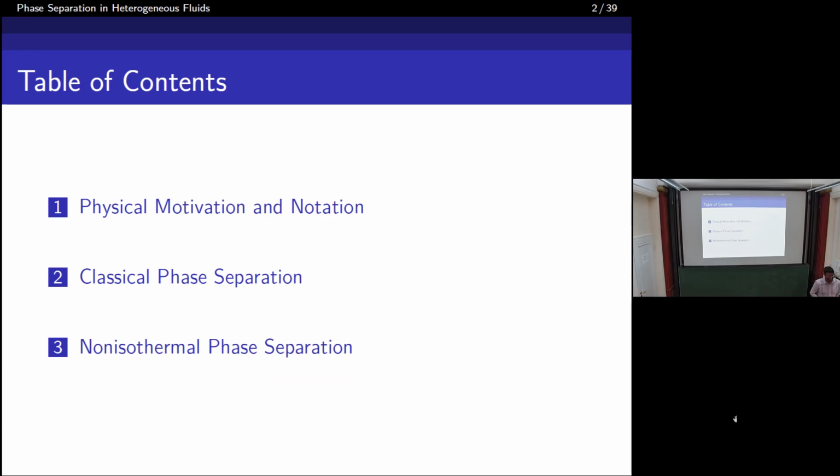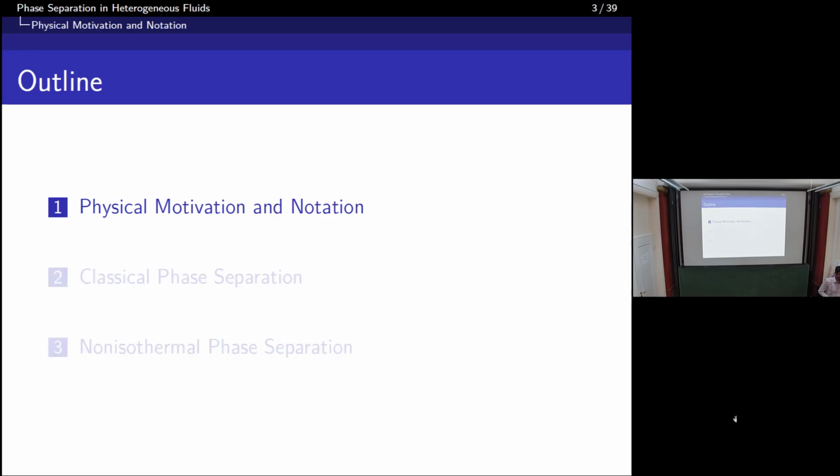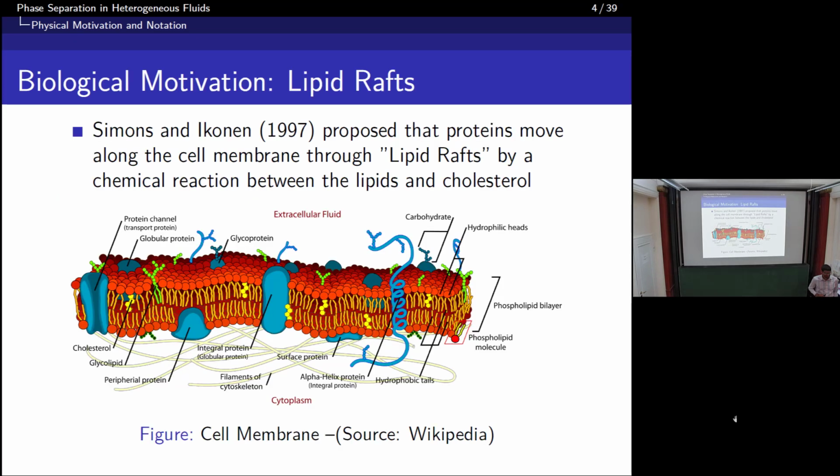So first, I wanted to give some physical motivation for why we want to consider these models. And basically, the answer is these types of complex lipid rafts. So the original biological motivation comes from this paper of Simonson and Konen, where they proposed that proteins move along the membrane along these slightly hardened fluid phases. So on the membrane, as this picture shows, there are many different structures.